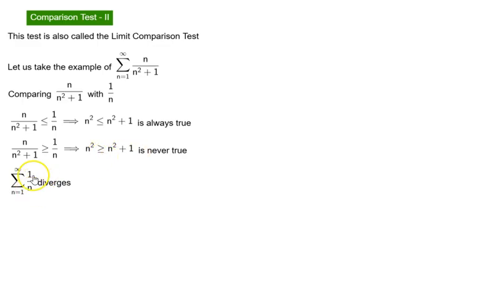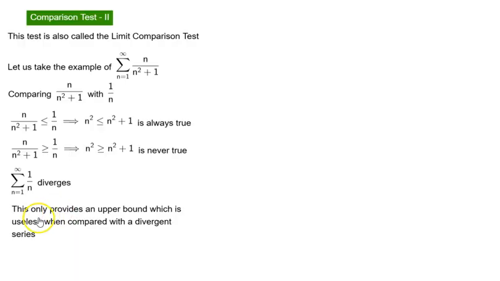And we know that the series 1 by n diverges. Since 1 by n diverges, comparing these two series really doesn't help us much. Why? Because we have an upper bound. N square is less than or equal to n square plus 1 is always true, so we have got the upper bound for this. But that upper bound is defined by 1 by n, which is divergent. So this only provides an upper bound, which is useless when compared with a divergent series.